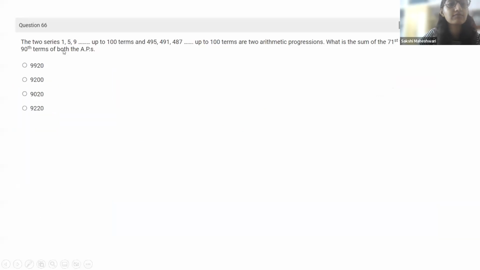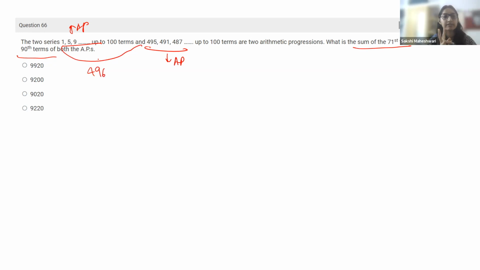Okay, now there are two series up to 100 terms, and these are two arithmetic progressions, and we need to find the sum of the 71st to 90th terms. If you observe both of these series, you can see this is an increasing AP and this is a decreasing AP. So the sum of both of these is 496. The first terms of both series sum to 496. The second terms of both series, that is again 496. Like 1 plus 495, 5 plus 491, and it goes on.